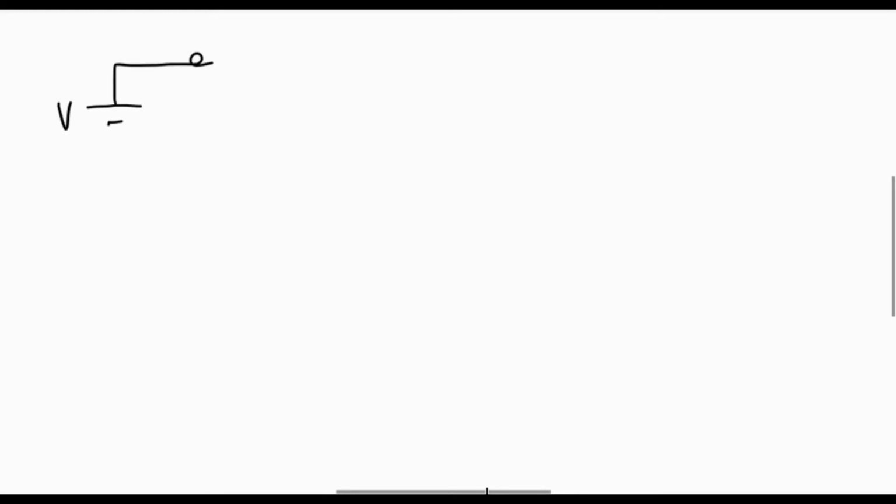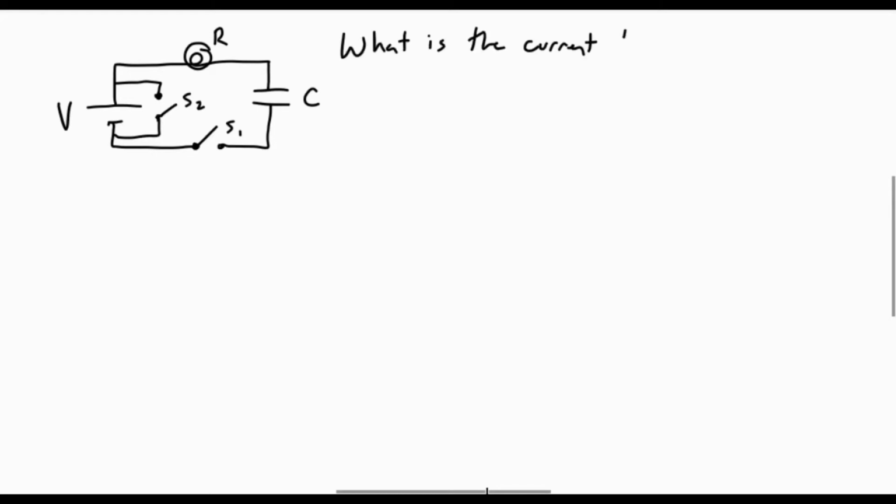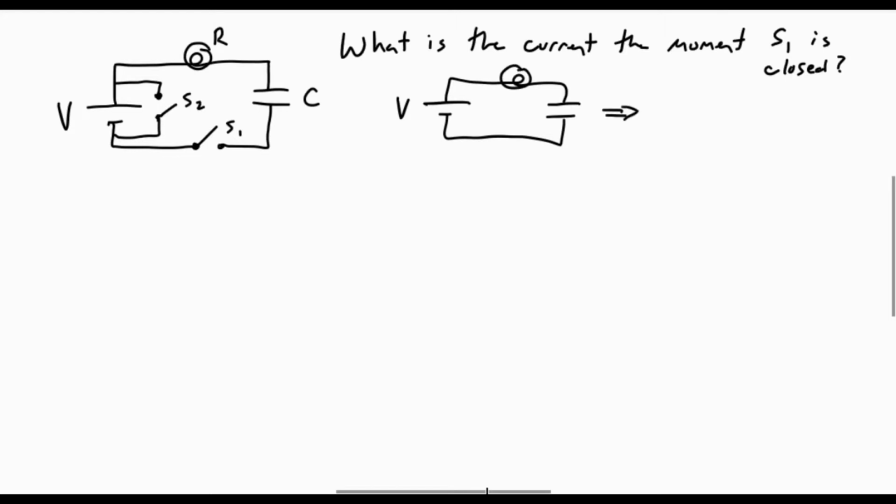So let's create a basic RC circuit with a switch, and we'll add another switch so we can bypass the battery. This is a short circuit and a bad idea, but for very short periods of time and a low voltage battery, not a big deal. So the question is, what is the current in the circuit the moment switch 1 is closed? Let's start by redrawing the circuit without the parts that don't matter at this time, and then realize at this moment the uncharged capacitor acts like a wire. Applying Ohm's law to this very easy circuit gives us I0 equals V over R.